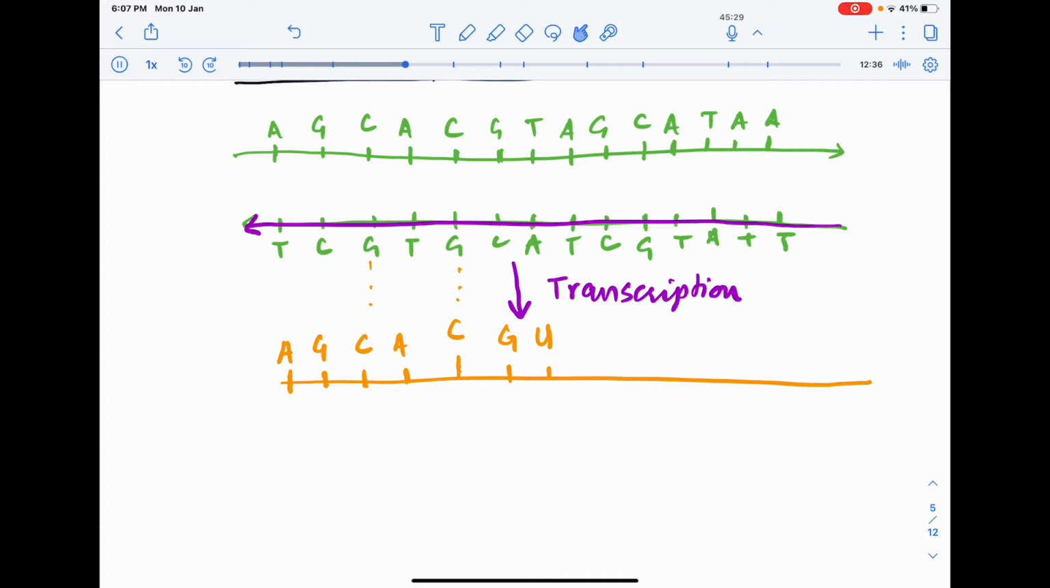Instead of thymine, an mRNA molecule will have a uracil here. And against T, it has A. Against C, it has G. Against G, it has C. Against T, it has A. Against A, it has U again. Against T, it has an A. And against T, it has an A. Okay?